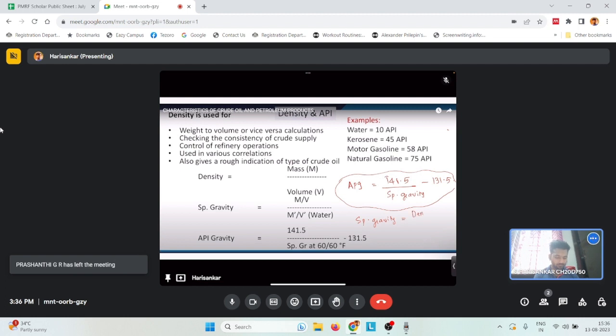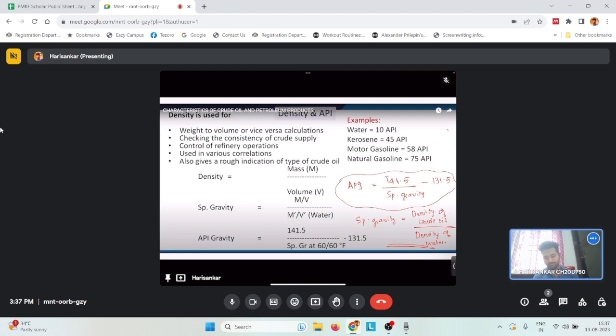So the specific gravity will be density of the crude oil by density of water. So that is how the API gravity of crude oil is measured.